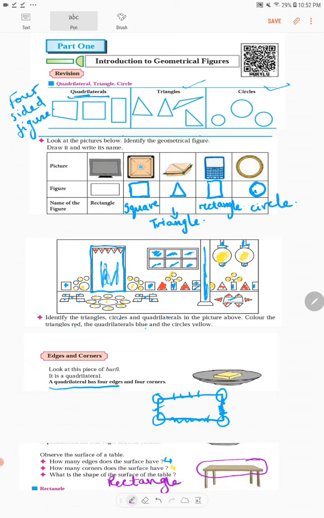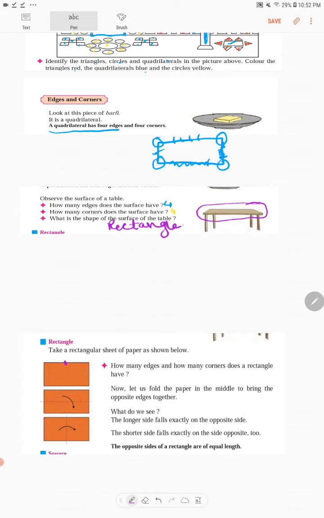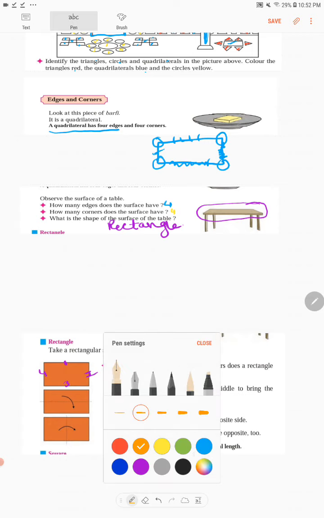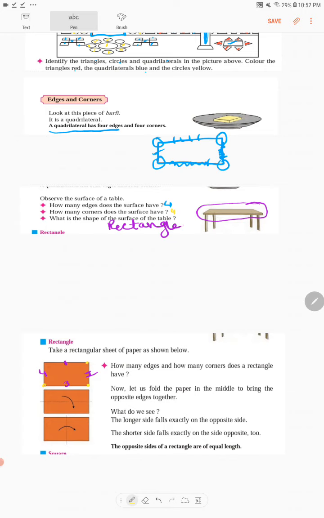So now let's see what is a rectangle. What are the properties of a rectangle? Now this is a rectangular sheet of paper. How many edges and how many corners does a rectangle have? Edges means the sides: 1, 2, 3, 4. And how many corners does it have? It has got 1, 2, 3 and 4. So 4 edges and 4 corners. Very good.